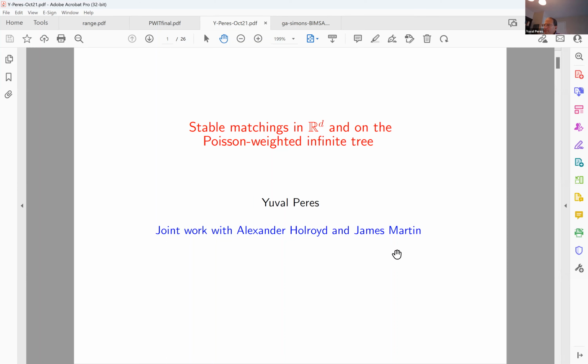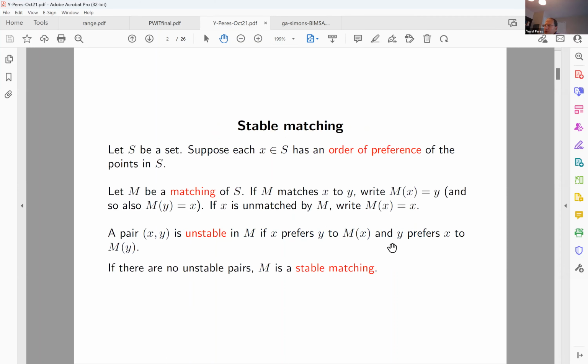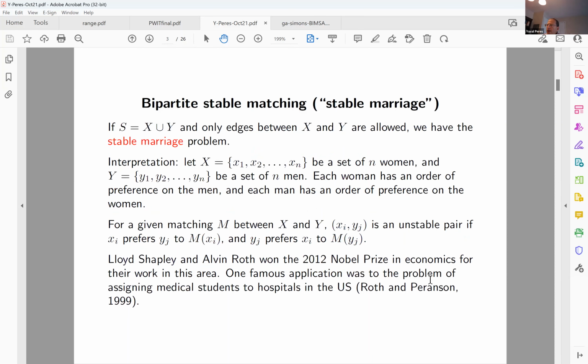Okay, so as I told you, a pair XY is unstable if X prefers Y to its match and Y prefers X to its match. And if there are no unstable pairs, we get a stable matching. And when the preference is according to distance, the unique stable matching is given by this greedy procedure.